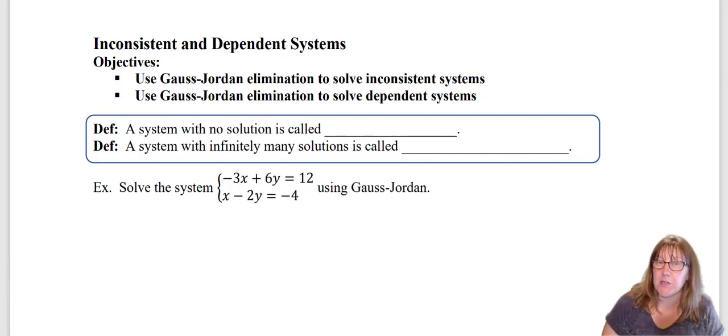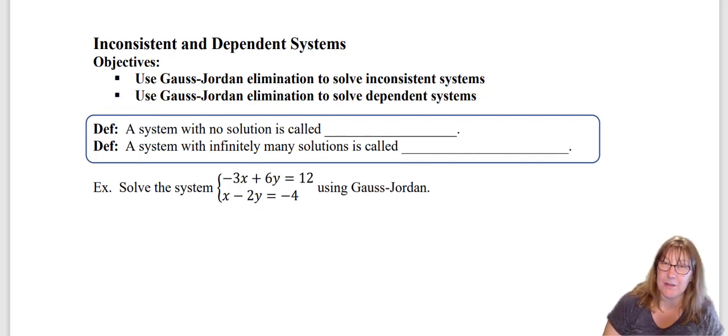In this section, we're going to do more Gauss-Jordan elimination. We are just going to do it on different types of systems. Remember when we were looking at graphing and the substitution and the addition method, we saw situations where we had no solution or we had infinitely many solutions. We need to look and see how that may present itself in this particular method.